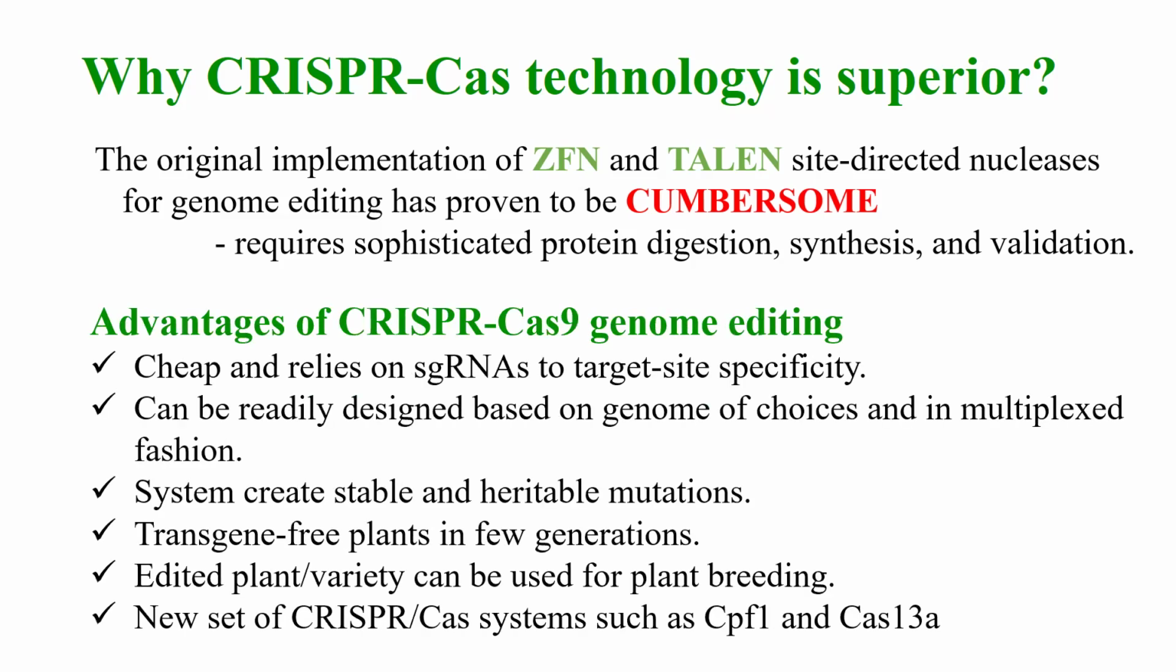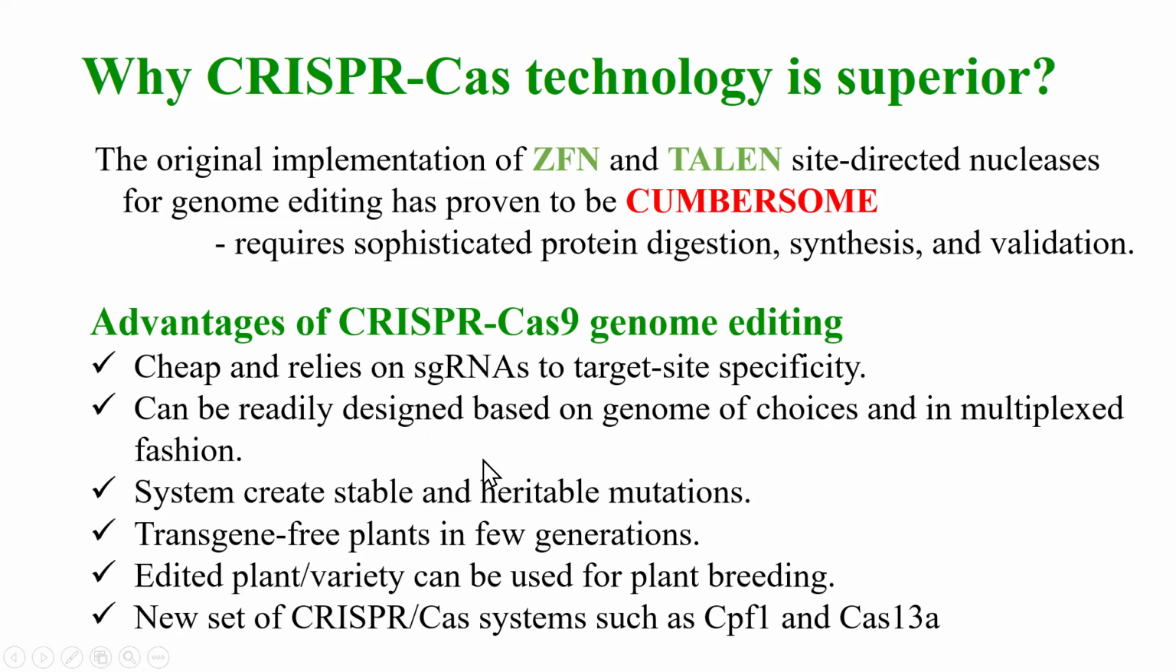But on the other hand, CRISPR has several advantages. For example, it is cheap and relies on a single guide RNA. That is a guide RNA. You can design several guide RNAs, so you can target several genes, and it is very specific. It can be readily designed based on the genome of choice and in a multiplexed fashion. Multiplexed fashion means several genes can be edited at a time.